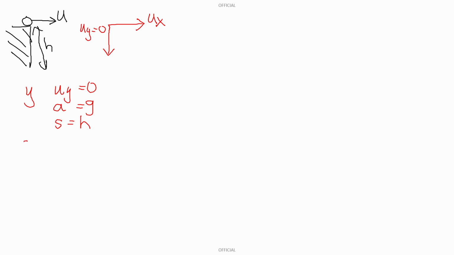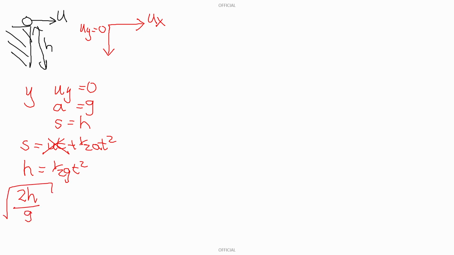If I use the equation s equals ut plus a half at squared, then we know this is going to disappear because u is 0, which leaves me with h is equal to a half gt squared. And if I rearrange that, I've got 2h divided by g and then square root all that, and that gives me time. So that's how much time the projectile is going to spend in the air.